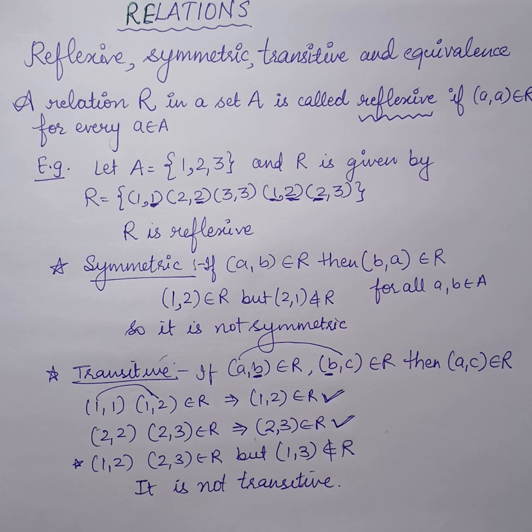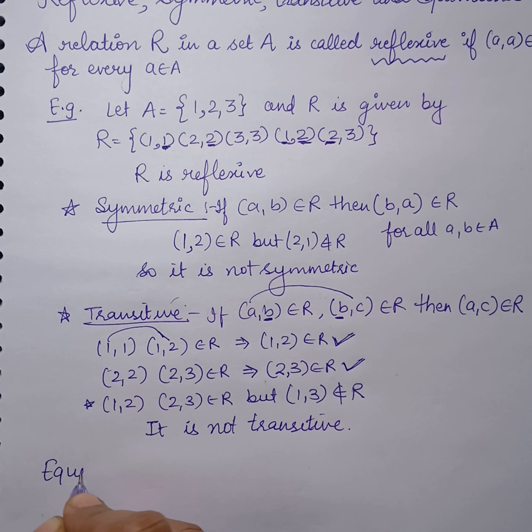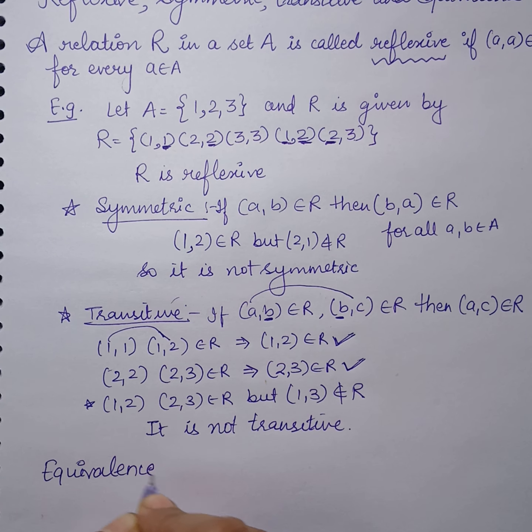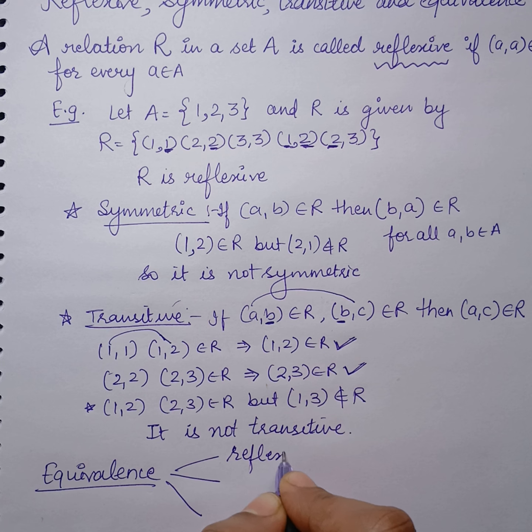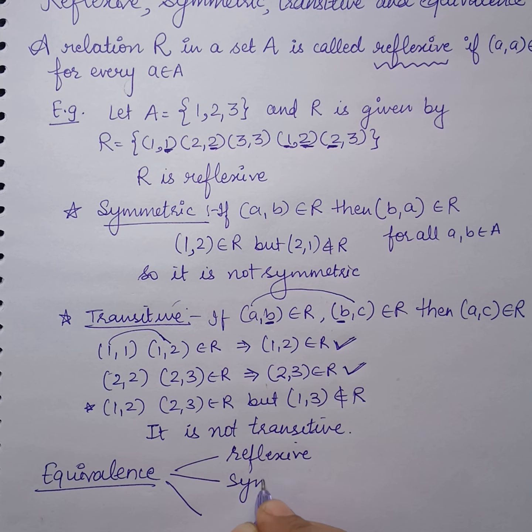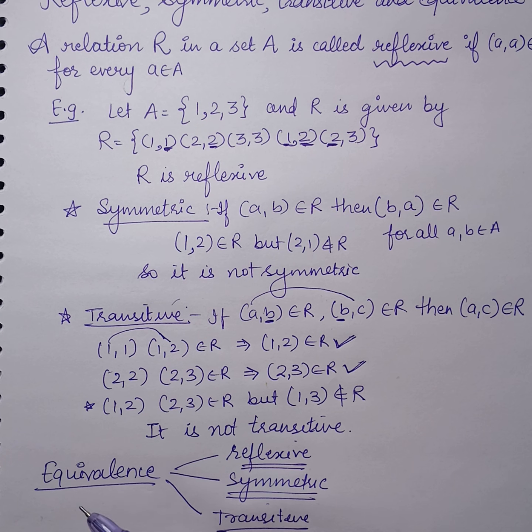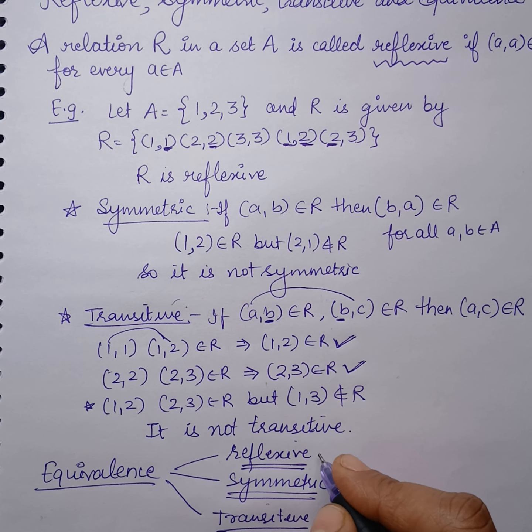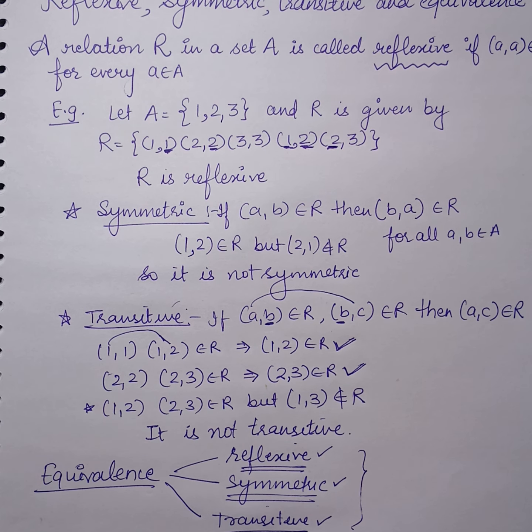Now, what do we mean by equivalence relation? If any relation is reflexive, symmetric and transitive, then we say that relation is an equivalence relation. So if we have to prove that any relation is an equivalence relation, we will show that it is reflexive, it is symmetric and it is transitive. Then we can say that it is an equivalence relation.